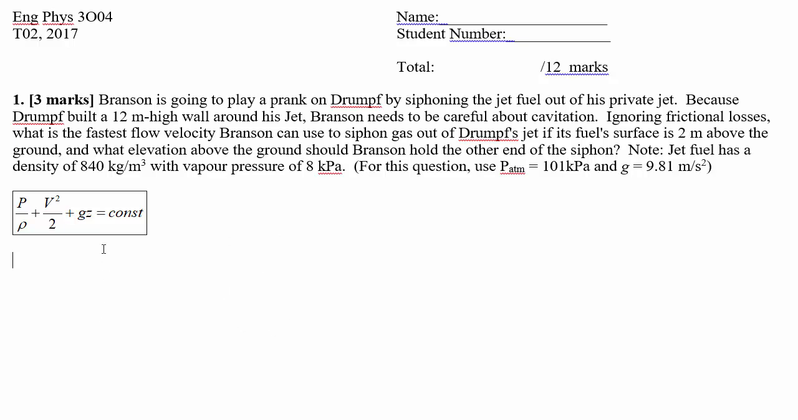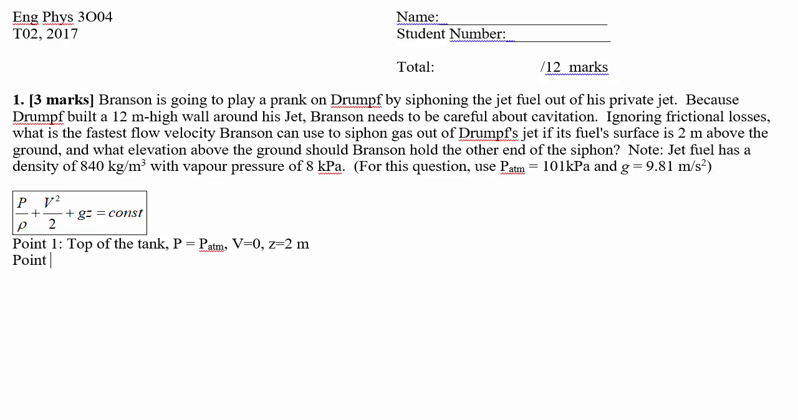Okay, so let's take some points. Let's let point 1 be the top of the tank, where the pressure is equal to P atmosphere, the velocity is equal to 0, the height is equal to 2 meters. Let's use the ground as a reference point.